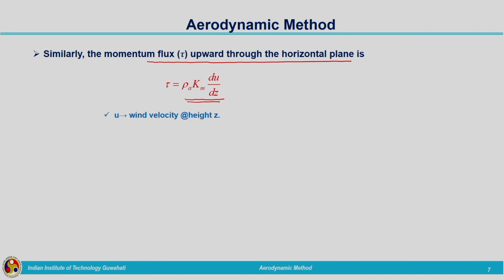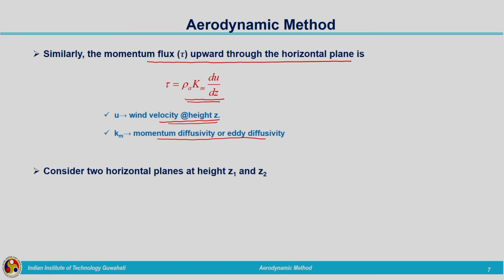Here we have rho a, density of air. u is the wind velocity at height z. du by dz we are taking, in the previous case dqv by dz, specific humidity qv was considered. When it comes to momentum transport, it is related to wind velocity, that is the wind velocity u at a height of z is considered, and km is the momentum diffusivity or eddy diffusivity. Momentum diffusivity or eddy diffusivity is the constant of proportionality we are considering, and rho a is the density of air.